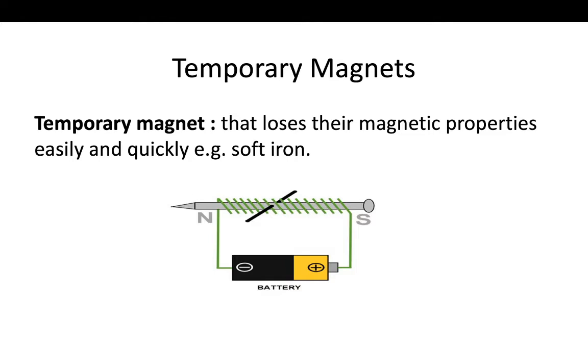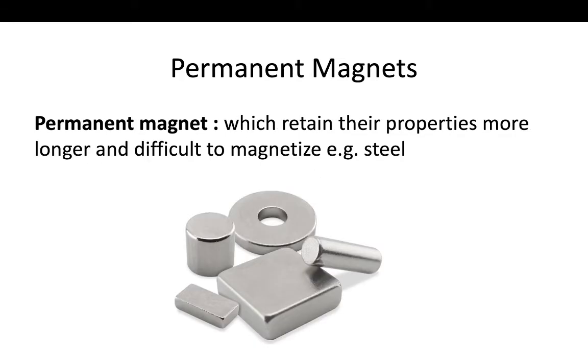Once we remove it from the battery, it will slowly start losing the magnetic properties. As soon as we remove the battery, the nail will no more act as a magnet with a north or south pole. So this type of magnet is called a temporary magnet. Permanent magnets retain their properties for longer and are difficult to magnetize, especially steel.